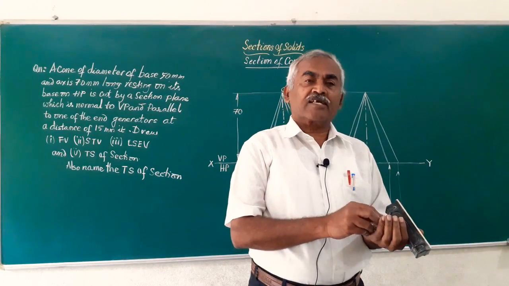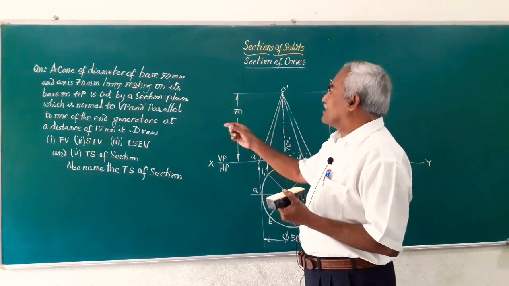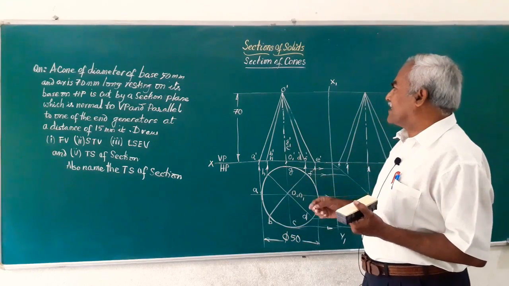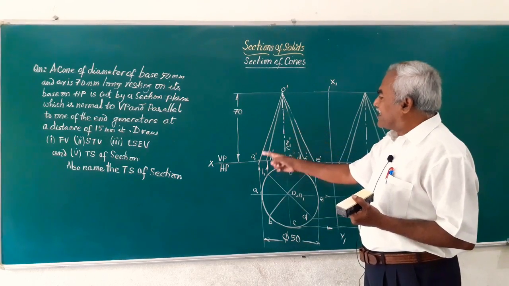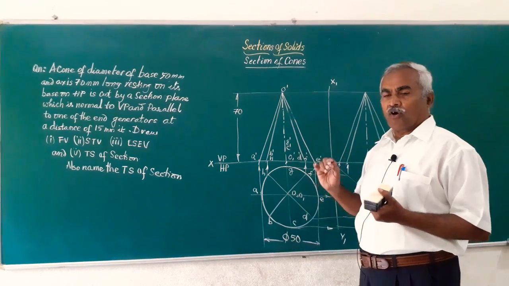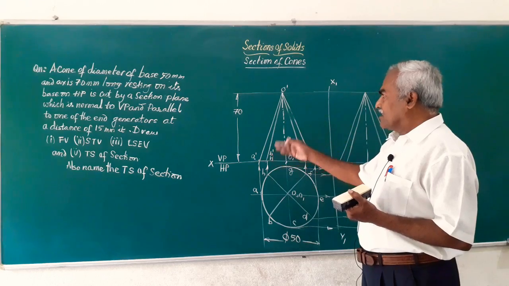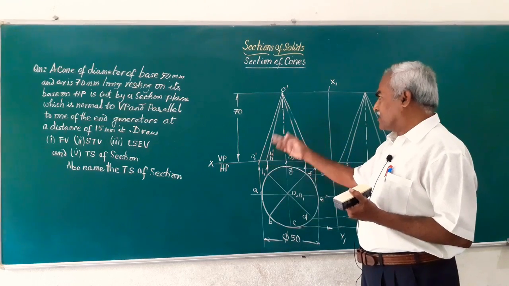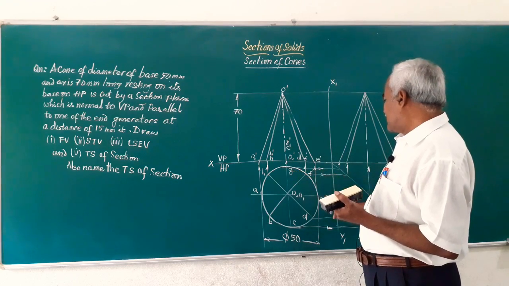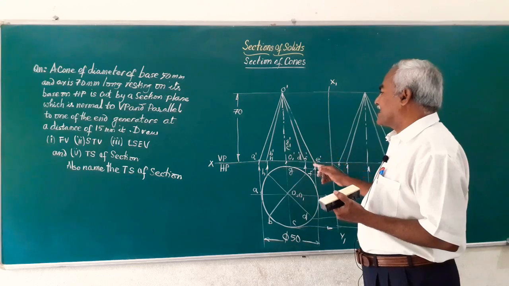Let us mark the section plane. He says that the section plane is parallel to one of the end generators. Here what are the end generators? The two extreme ends O dash A dash and O dash E dash are the end generators. There are totally 8 end generators starting from O dash A dash till O dash G dash. So friends, here now we have taken only these two. These are the end generators.